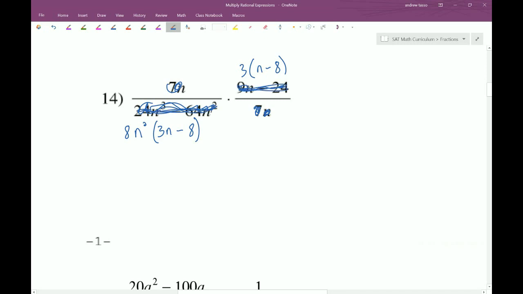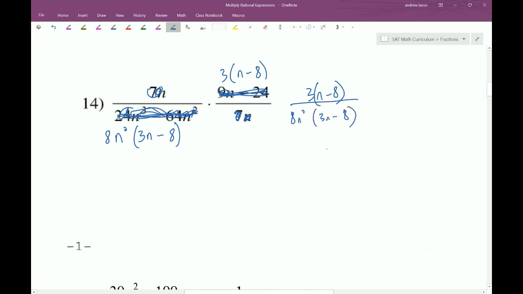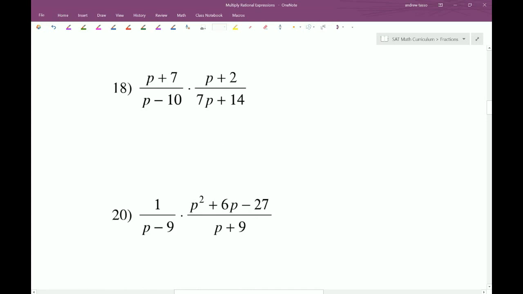Okay. So what we're left with so far is 3 times n minus 8. And on the bottom we've got 8n squared, 3n minus 8. Okay. So can anything be reduced from there? I don't think so. I think that's about as far as we can go. Let's see what else we have in store here.